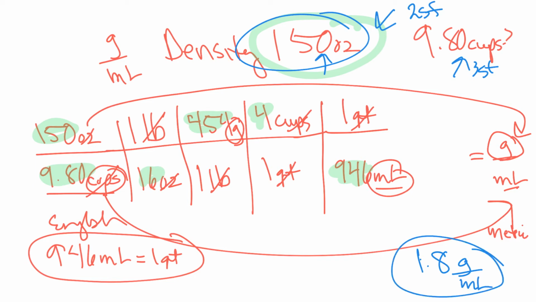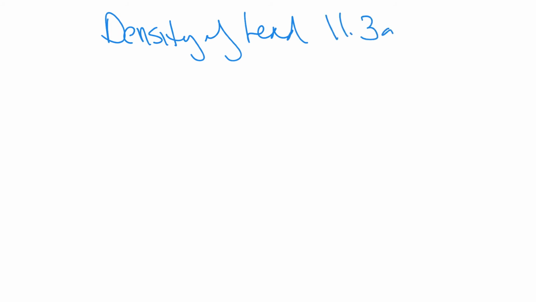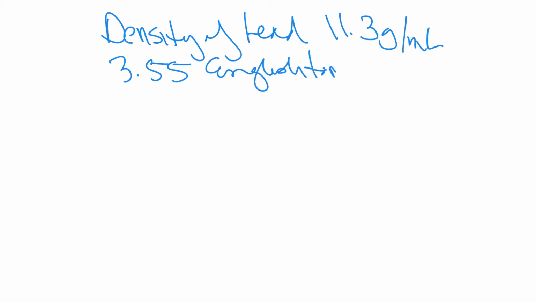All right, let's try another one. So the density of lead, all right, so this is a problem where it's giving me the density of lead. The density of lead is equal to 11.3 grams per mil. Wow, that is really dense. And the question says, if I have 3.55 English tons of it, that's a lot, what is my volume in liters?